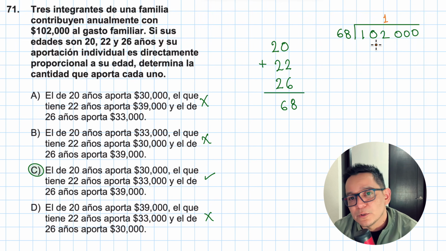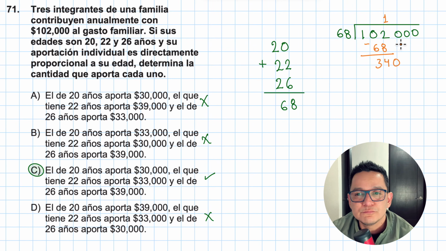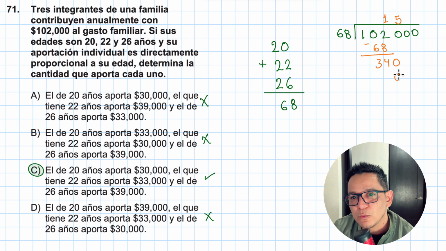Only once. 1 times 68 is 68, we subtract. That becomes 12 minus 8, that's 4, and 9 minus 6, that's 3. We bring down another 0, here it fits about 4 times, right? Or maybe 5, let's see if it fits. 5 times 8 is 40, carry the 4. 5 times 6 is 30, and 4, 34. Look, exactly 5.